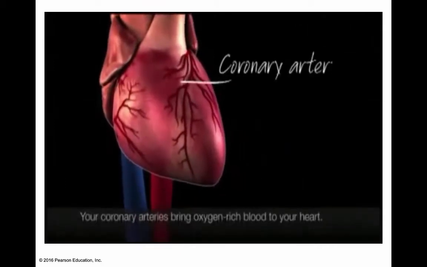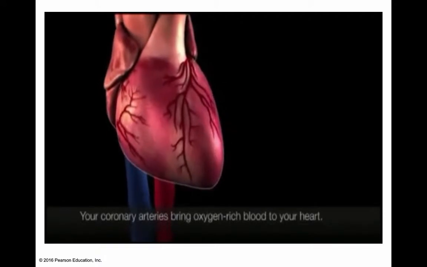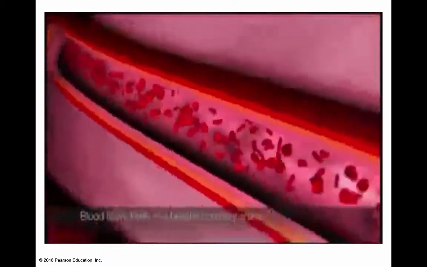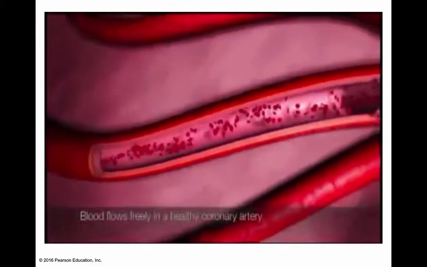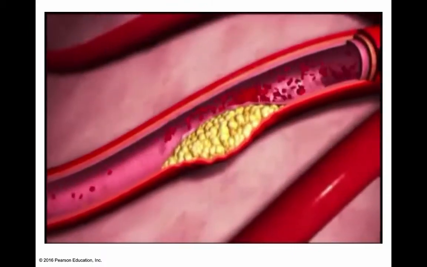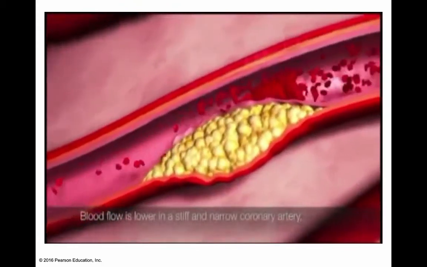Coronary arteries bring oxygen-rich blood to your heart. These important blood vessels are located on the surface of your heart. In a healthy heart, blood flows freely through the coronary arteries. The blood brings oxygen to the heart so it can work properly. In coronary heart disease, the coronary arteries become stiff and narrow, so less blood and oxygen flow to your heart.